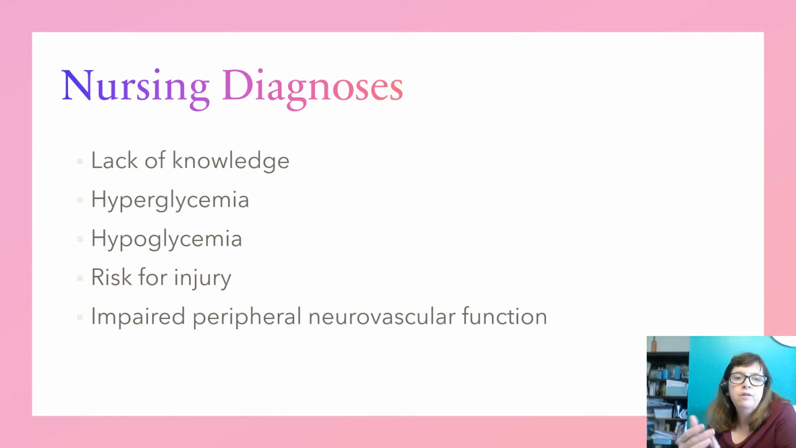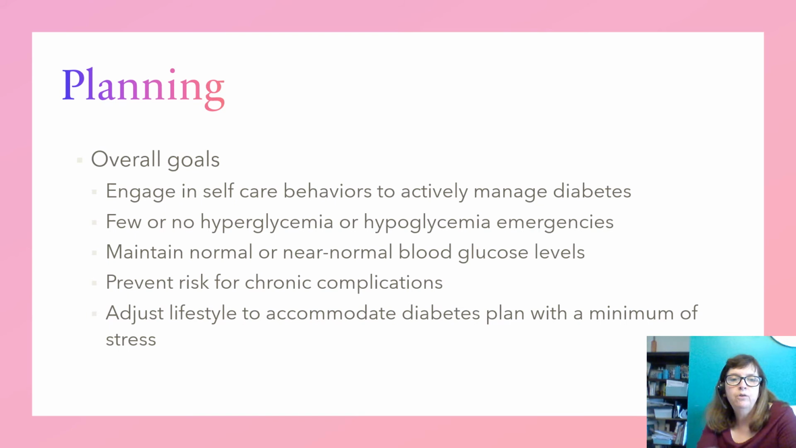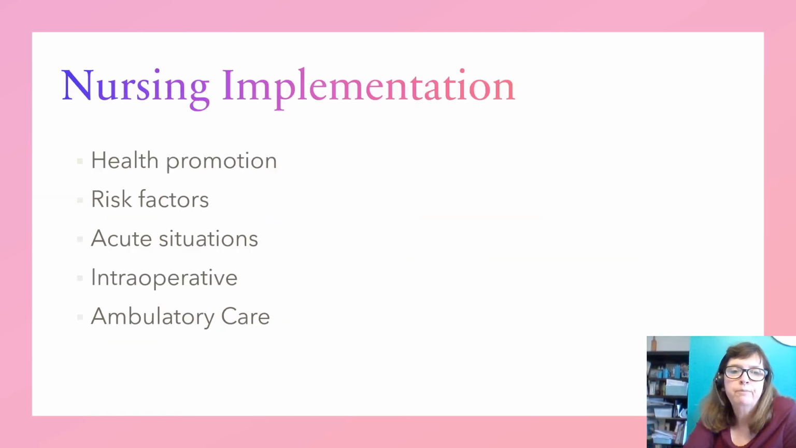Nursing diagnoses include lack of knowledge, hyperglycemia, hypoglycemia, risk for injury, and impaired peripheral neurovascular function. For planning, the overall goals are that the patient will engage in self-care behaviors to actively manage diabetes, have few or no hyperglycemia or hypoglycemia emergencies, maintain normal or near normal blood glucose levels, prevent risk for chronic complications, and adjust lifestyle to accommodate diabetes plans with minimum stress.